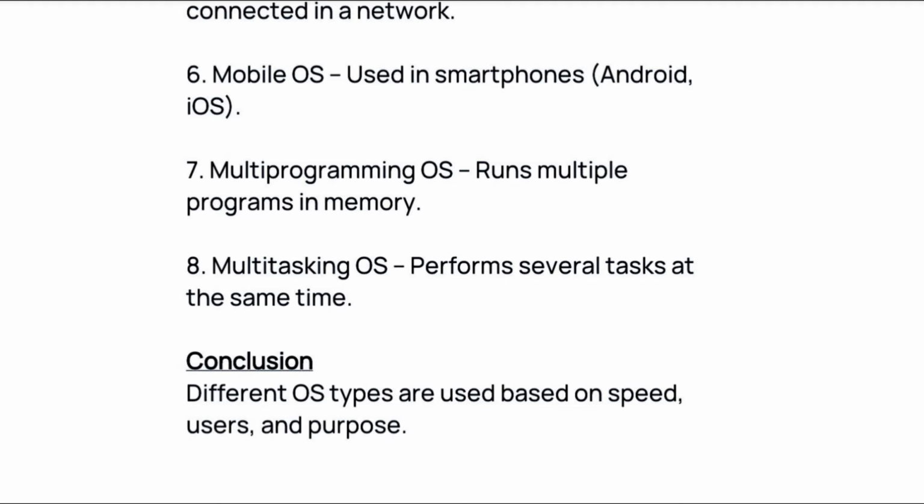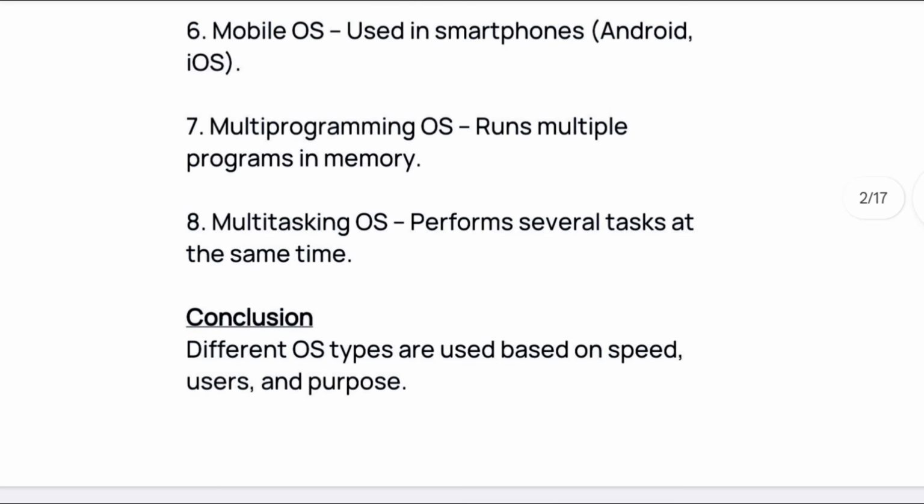Multi-programming OS is about the programs that run in the memory. Okay, it will have multiple programs; at a time they can do more than one task. Okay, next multitasking, several tasks at the same time. It can play the music, it can show the document, it can give the information. So it will do multitasking at the same time. So what is the conclusion? Operating systems come in different types based on the users, based on the purpose, based on the speed.